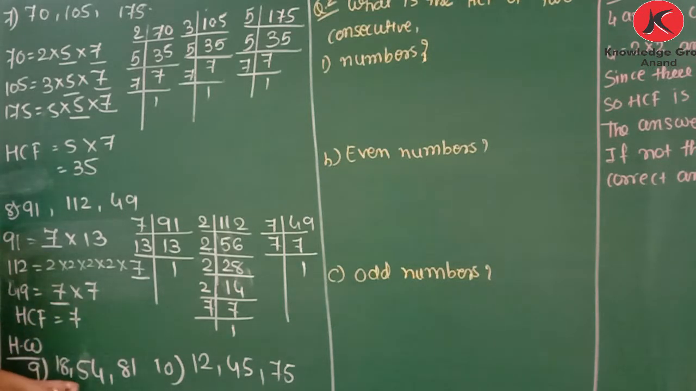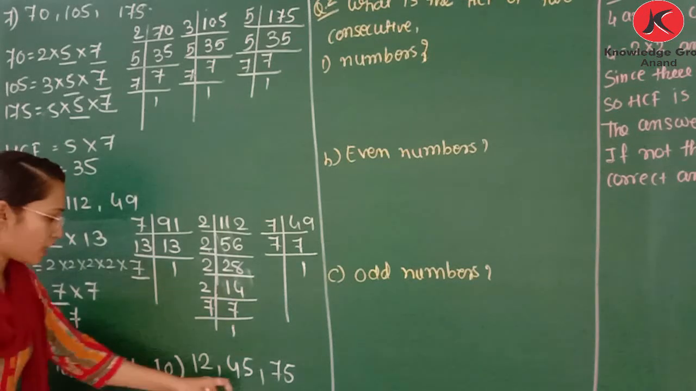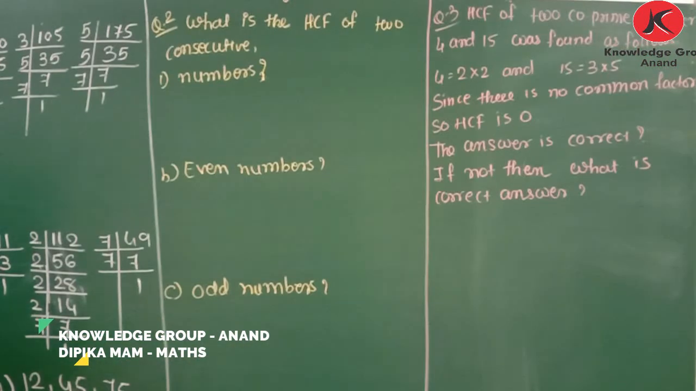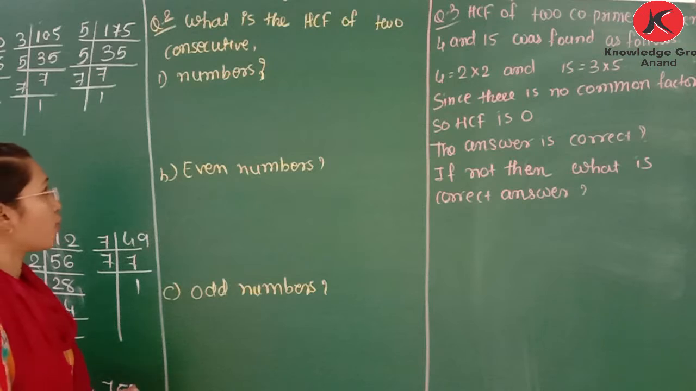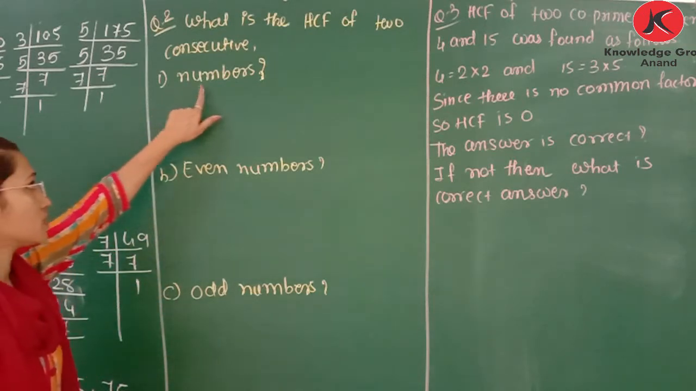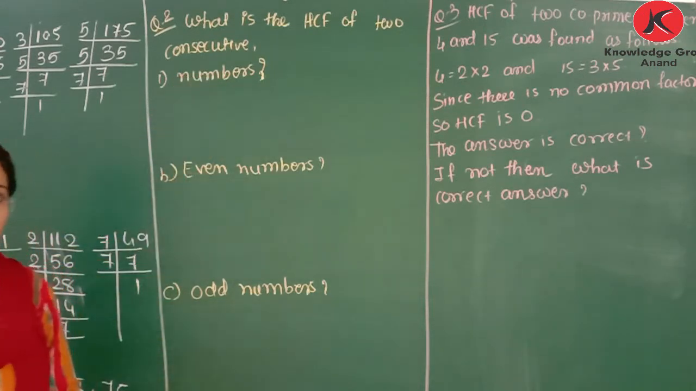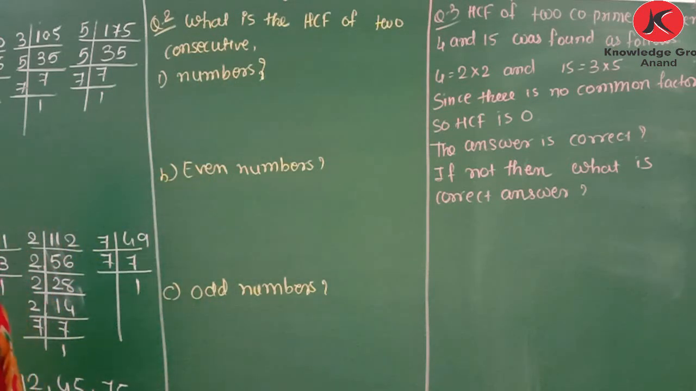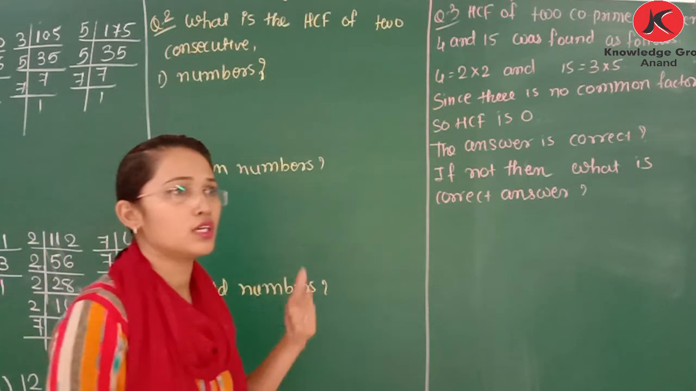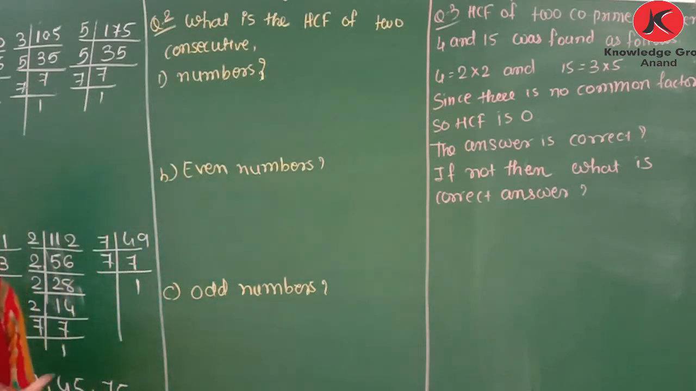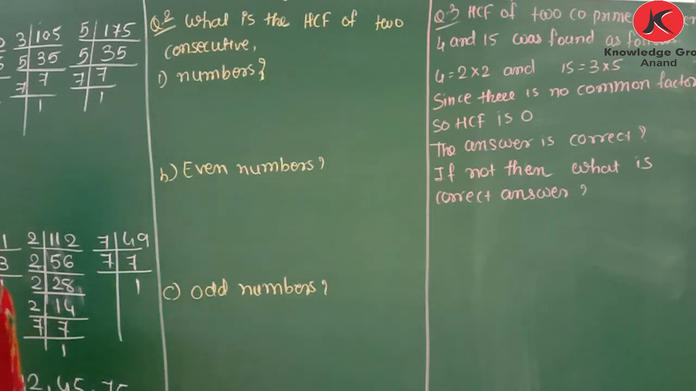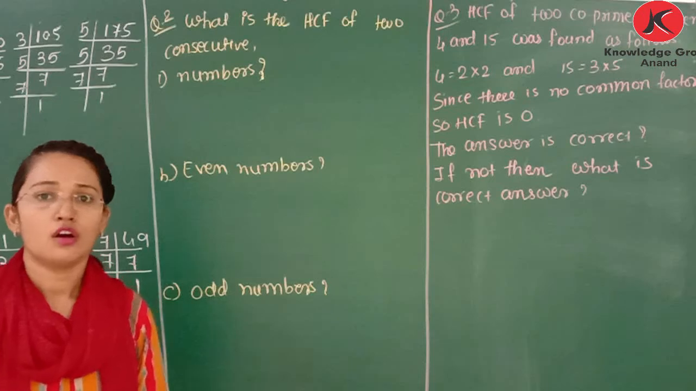Example 9: 18, 54 and 81. That will be in your homework, and 10: 12, 45 and 75 also in homework. Question number 2. What is the HCF of two consecutive numbers? Consecutive means numbers that come exactly after the number. For example, if we take number 3, then the consecutive number will be 4. If we take 13, the consecutive number is 14.